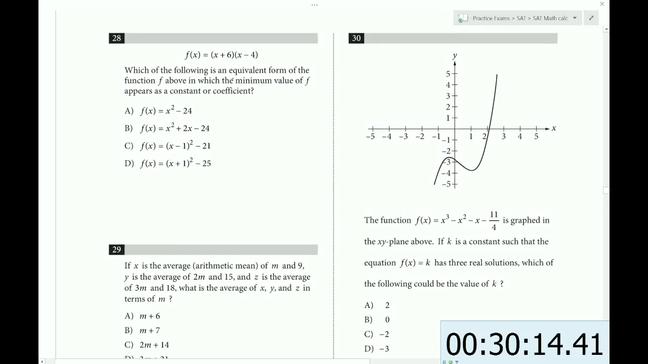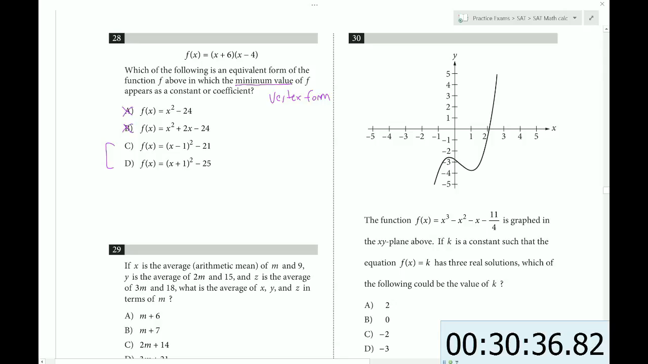Which of the following is an equivalent form of the function f above, in which the minimum value of f appears as a constant in the equation? So when they talk about minimum value, you should be thinking vertex. And in particular, in quadratics, we look for vertex form of a quadratic. And so that looks like choice C or D. So we want this thing in vertex form.